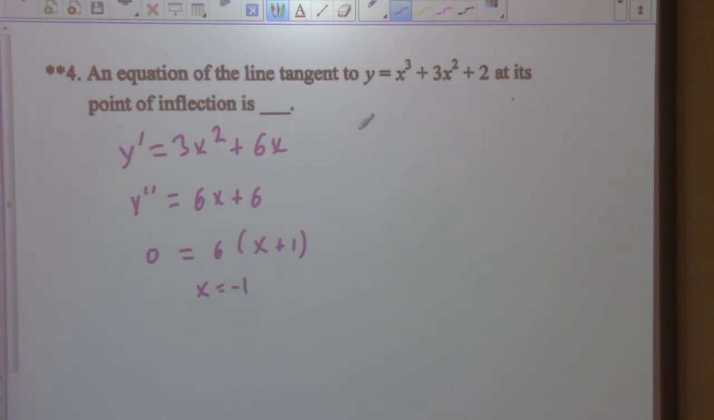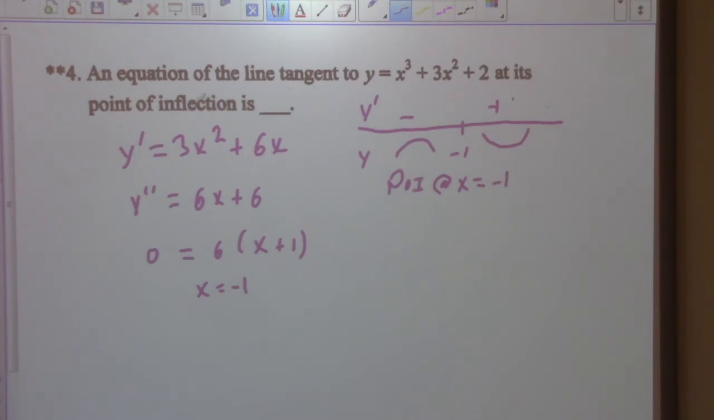Then we take negative 1 and go to y prime and y, right? To the left of that, something like negative 2, that's going to be negative, right? And bigger than 0 would be positive. So we have a point of inflection at x equals negative 1, right?